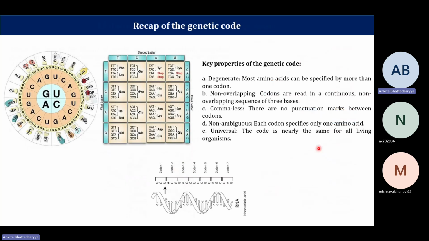Then we talked about the genetic code. There were five key properties of the genetic code. First, that it is degenerate. Most amino acids can be specified by more than one codon. They are non-overlapping, so codons are read in a continuous non-overlapping manner. So three at a time, three at a time, three at a time. That's how it's read. There are no overlapping frames. It is commaless. There are no punctuation marks between the codons. They are all read one after the other. Then they are non-ambiguous, which means that one codon only specifies one amino acid. They're universal. It is conserved in nearly all living organisms.